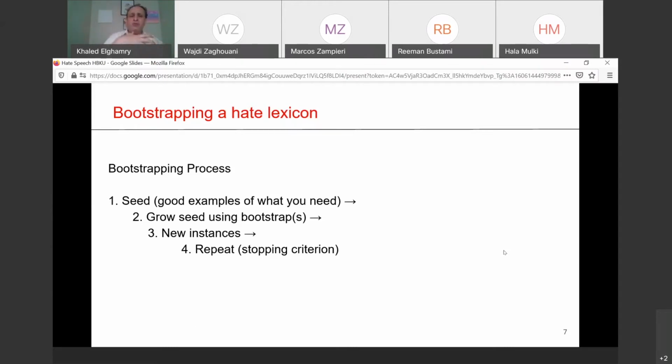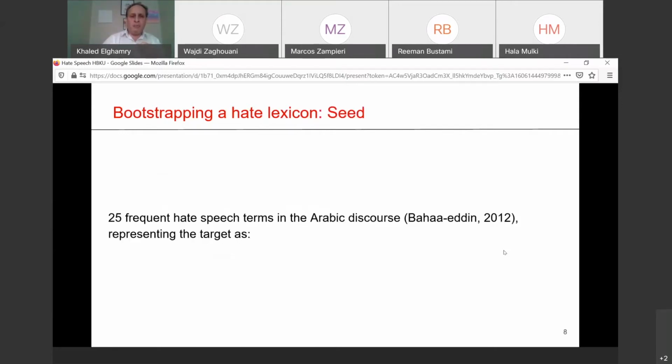Usually, in the bootstrapping process, you have a seed that is made of good examples of what you need, and here we need terms of hate speech. You grow this seed using some bootstrap, and I'm using the conjunction or coordination structure in Arabic as the bootstrap. This first phase of bootstrapping creates new instances in addition to the seed, and you repeat the process until you reach a stopping criterion, which is that you can't identify more instances of your target term. So at this point, you stop.